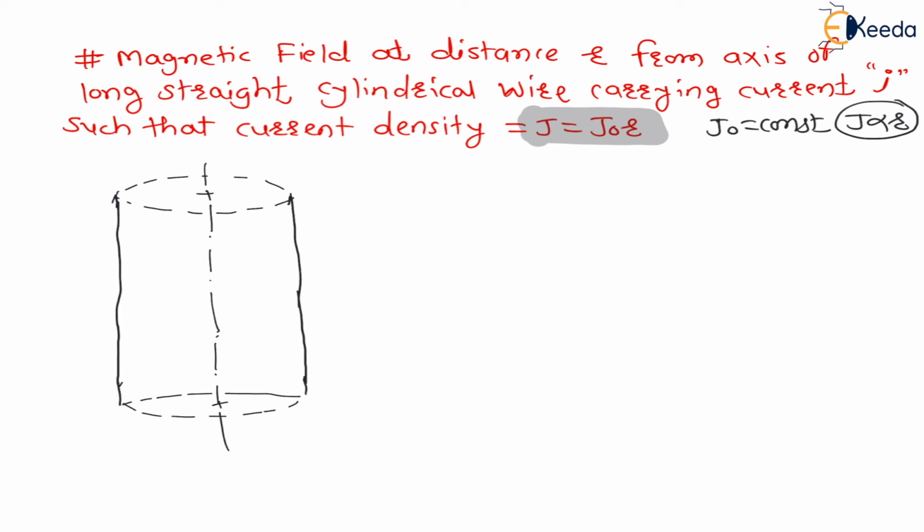Now radius of wire I am assuming as capital R, and let us consider one point inside, because for outside point it is always the same like previous cases. Let us say this is a point P at radius r from the axis. Now we have to form a loop like this. The procedure is similar. Now I have formed the loop.